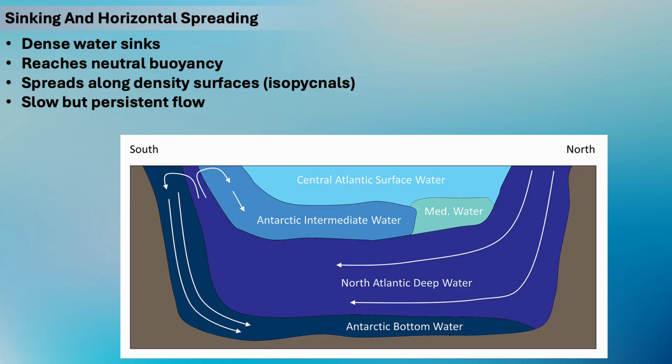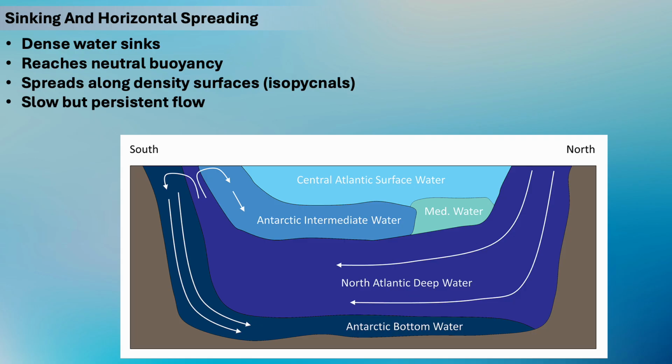When dense water sinks, it does not fall endlessly. It descends through the water column until it reaches a depth where its density matches the surrounding water. Instead of continuing downward, the water begins to move horizontally along surfaces of equal density. These are called isopycnal surfaces, surfaces along which density is constant.